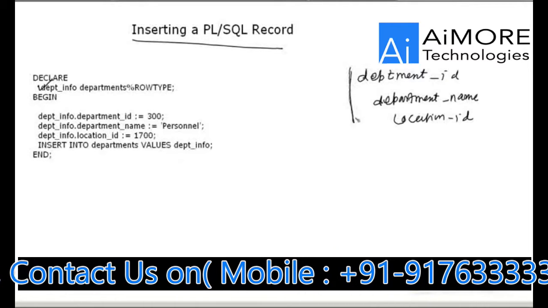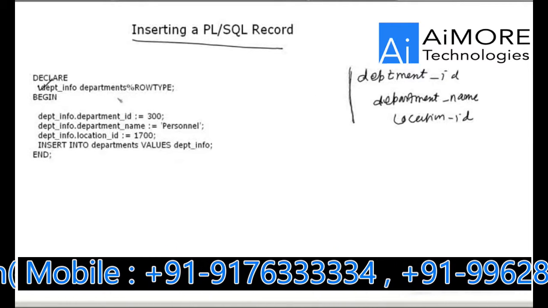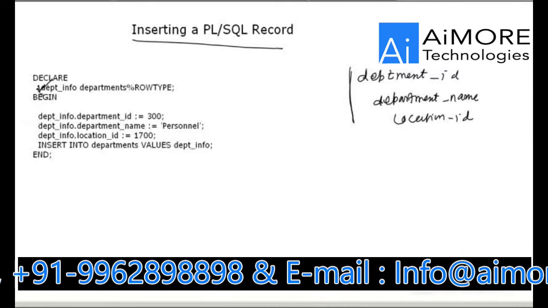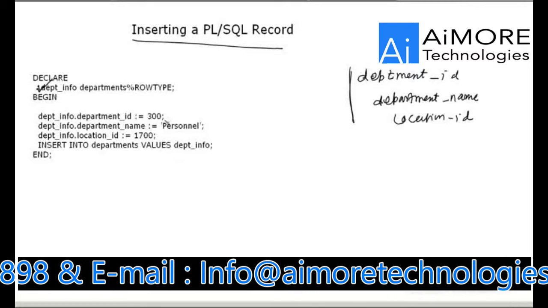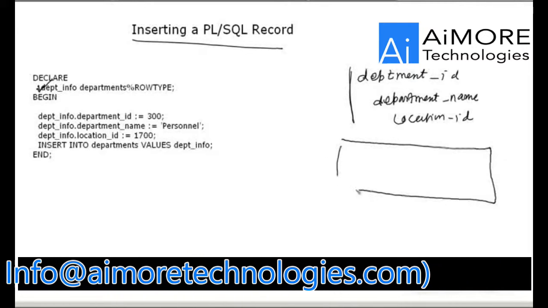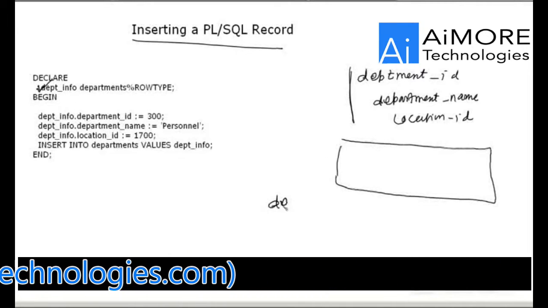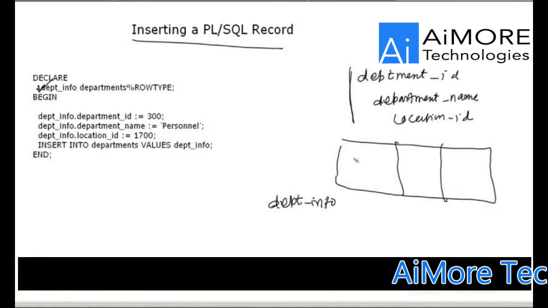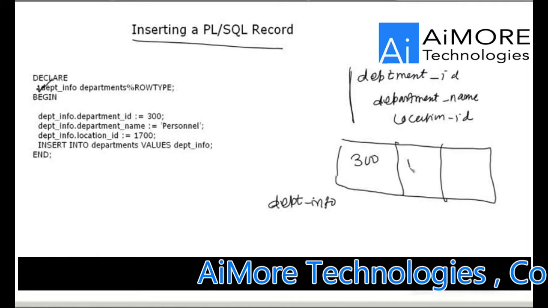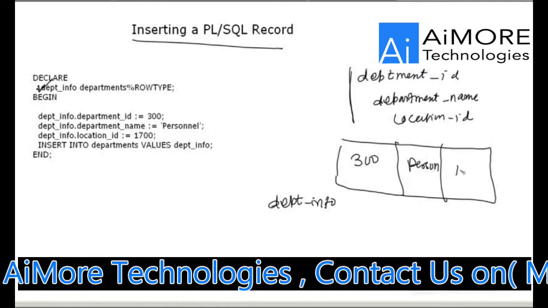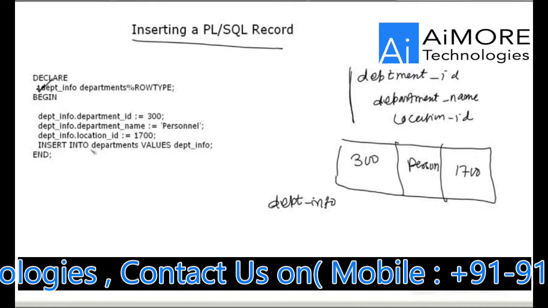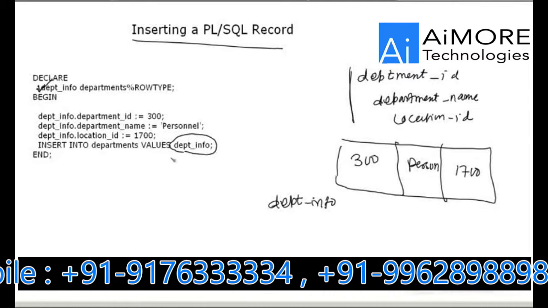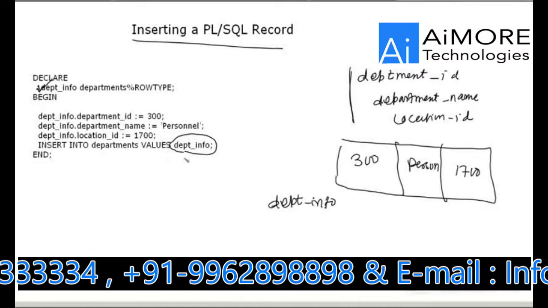So if these are the three columns in my departments table in my database, then I can initialize my record department_info using 300. So basically, this is what my department_info looks like. Three things, and then I put 300, Personnel, and 1700. So here, insert into departments values, I just keep the complete name of the record. So at a one, it's going to insert.